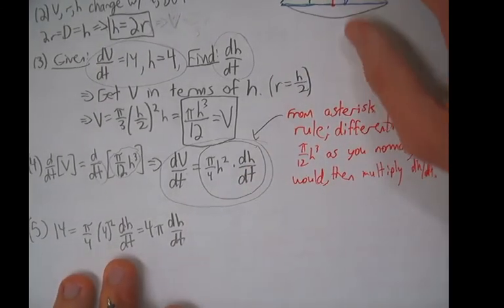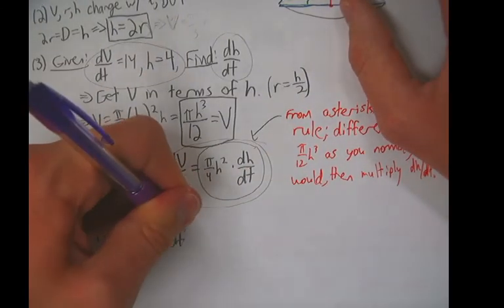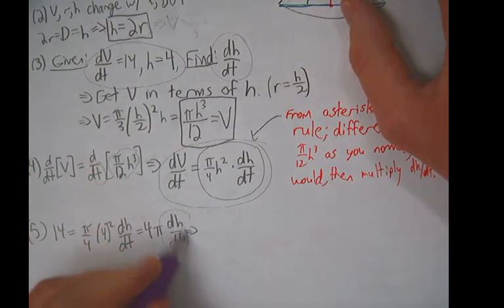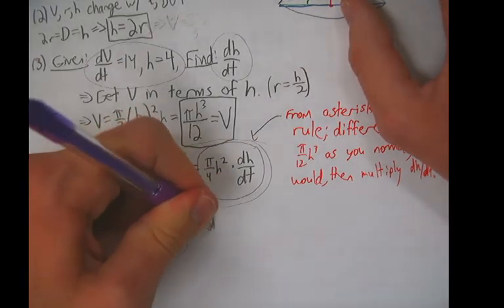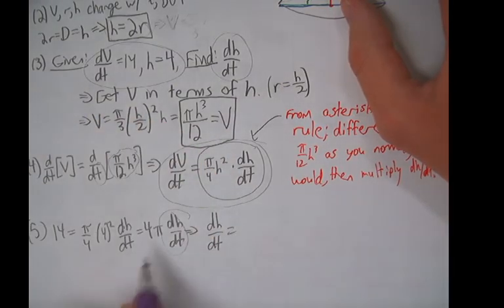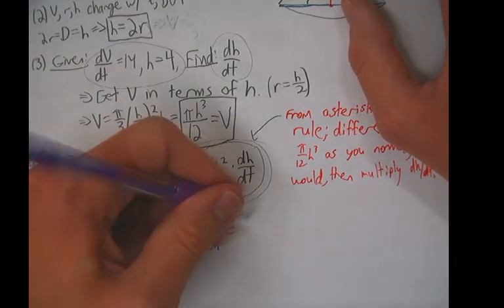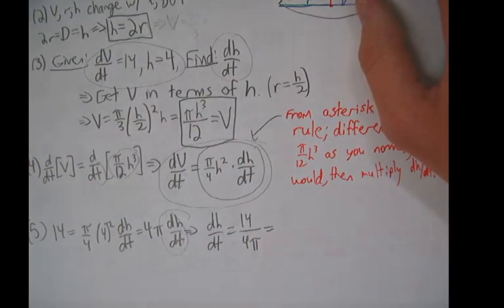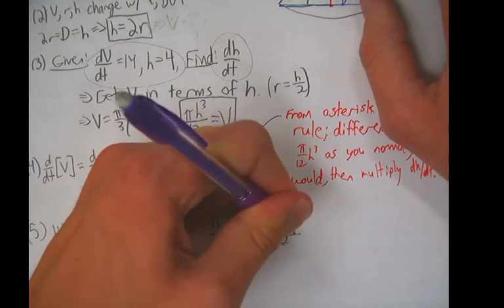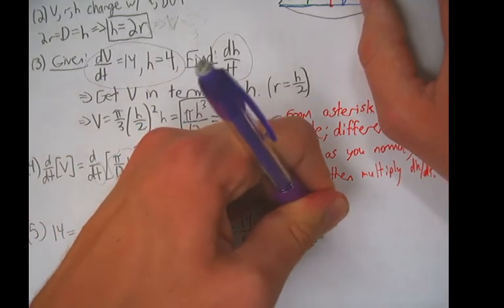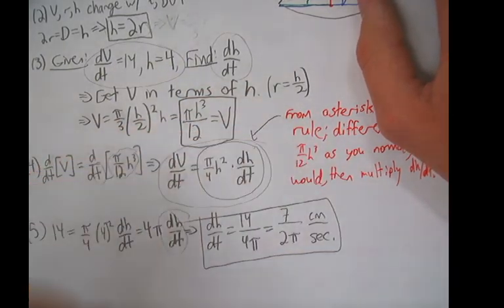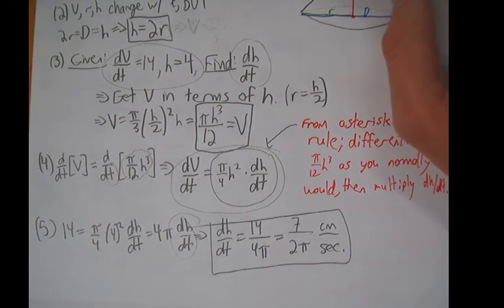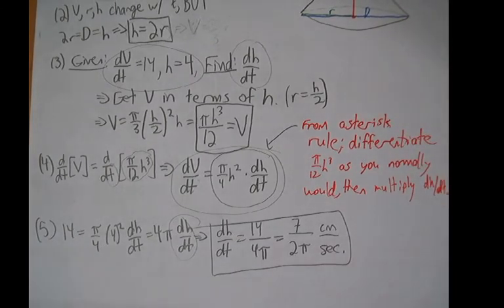Then, if we need to get dH/dt by itself, we divide 4 pi over to the other side. You have 14 over 4 pi, which simplifies pretty nicely to what? 7 over 2 pi. Good. And this is in centimeters per second. That would be your answer for part 5, so example 4 as a whole.